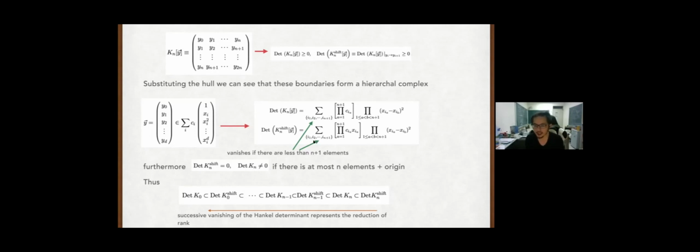Let's say we need n plus 1 elements, but we only have n elements in our Hall. Then you might wonder, why am I getting two conditions? One is that this determinant is 0 and this determinant is also 0. Notice that the shifted Hankel doesn't involve y0. So there's one element that the shifted Hankel is not seeing, the element y0. So you can have the shifted Hankel equal to 0 while the original Hankel is not 0. That means it has at most n elements plus the origin.